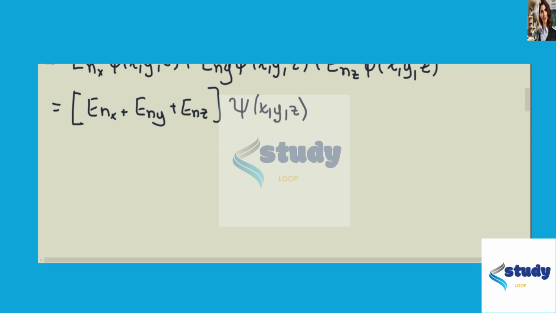Now notice that the energy Enx, as I said before, is h bar omega 1 times nx plus 1/2.